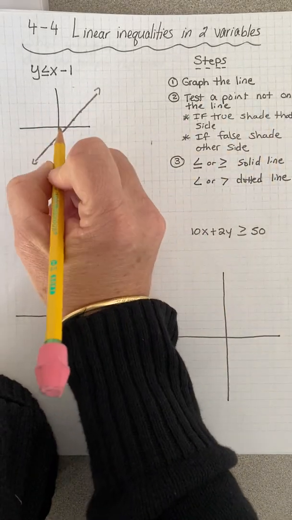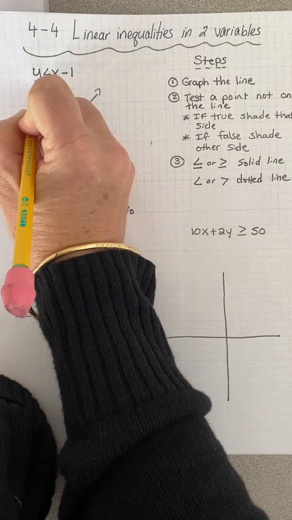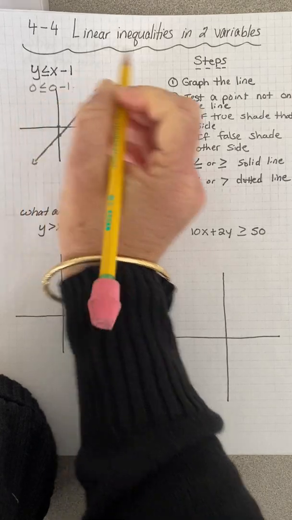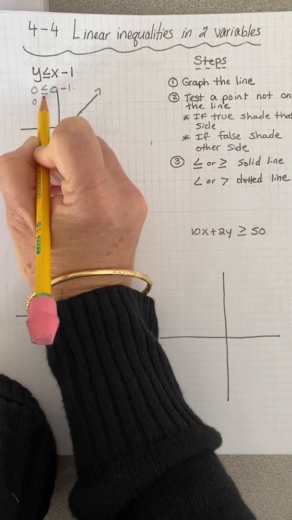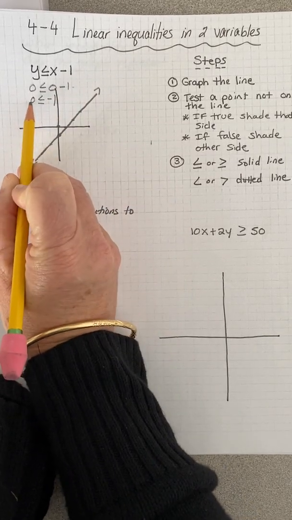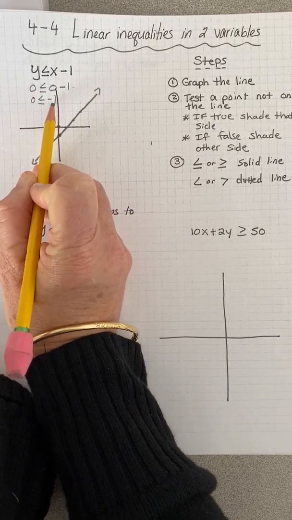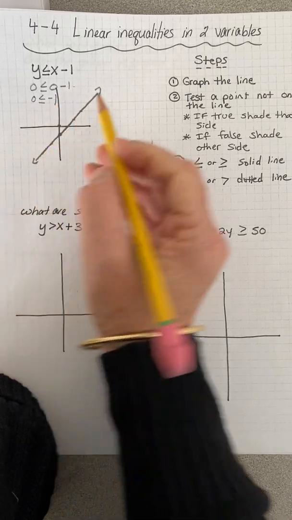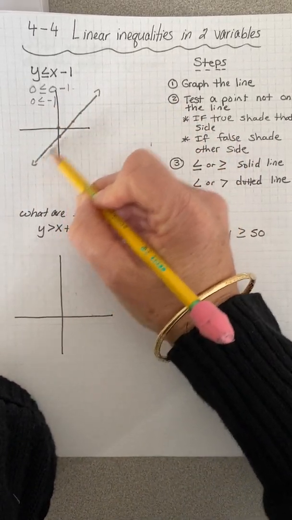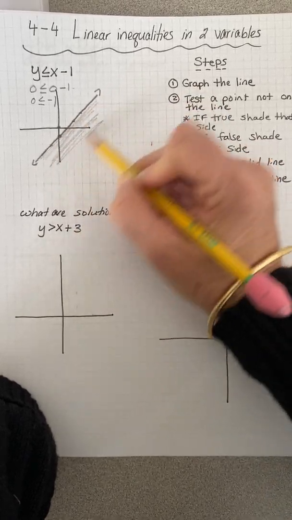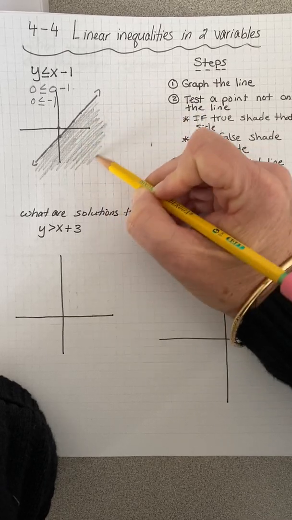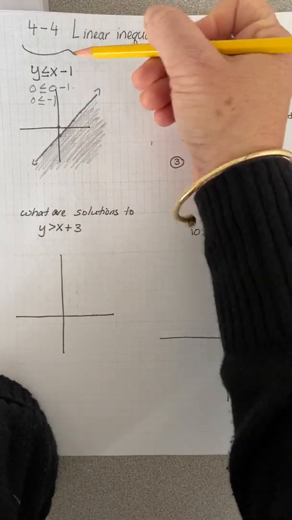So let's see. We're going to plug in the origin, okay? 0 is less than or equal to 0 minus 1. 0 is less than or equal to -1. Is 0 less than -1? No, 0 is greater than -1. So we tested this point, and that is not true. Therefore, we have to shade this side. And what that means is every single point on this side should work.